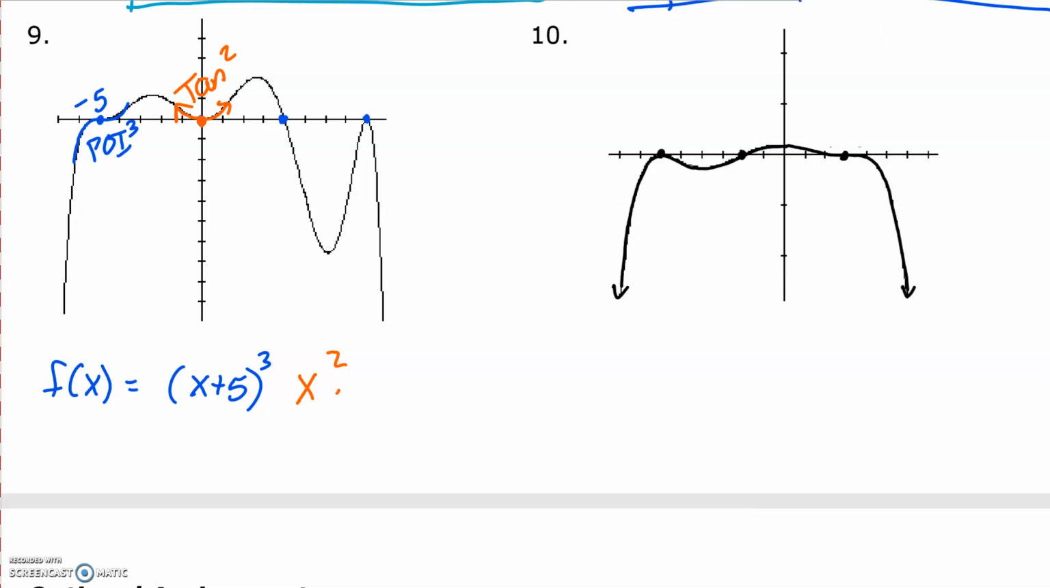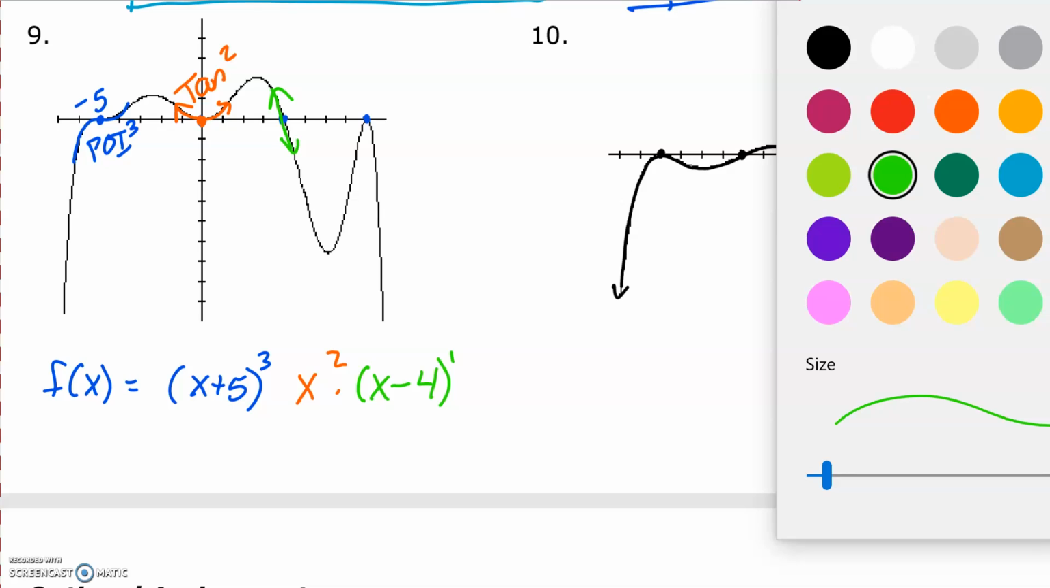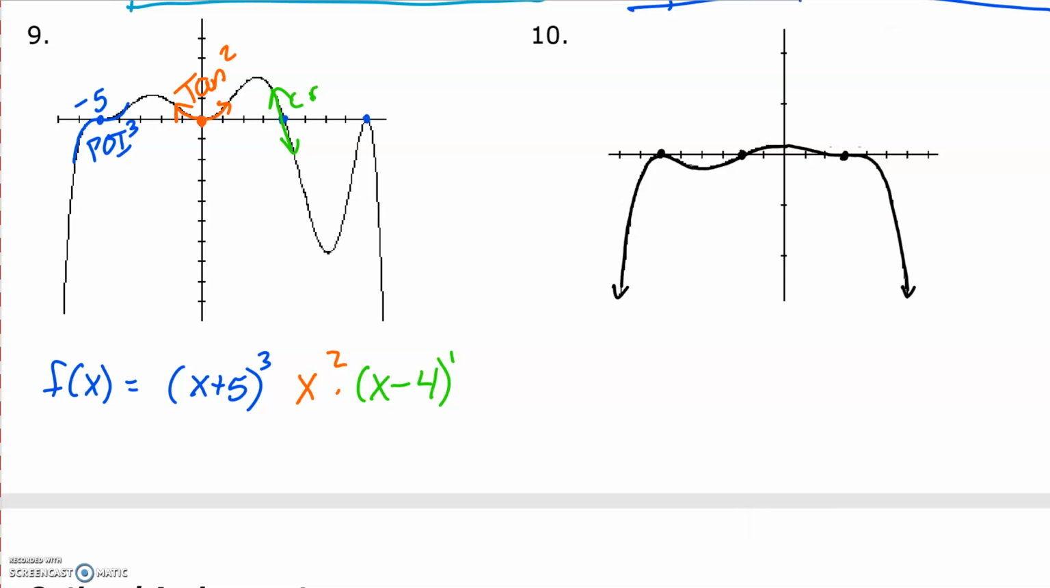And then we're going to multiply it by our next term. Going to go for green. It does look like it goes straight down, like a line, so that would end up being 1, 2, 3, 4. X minus 4 to the first power. And that's going to be across to the first power.